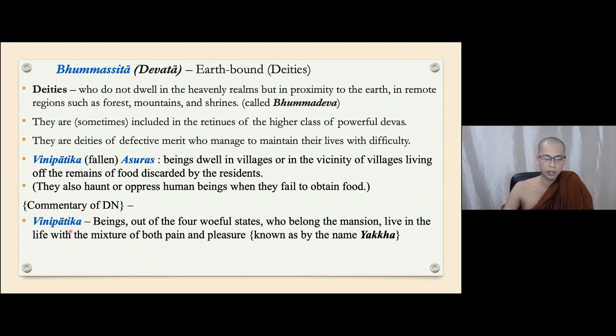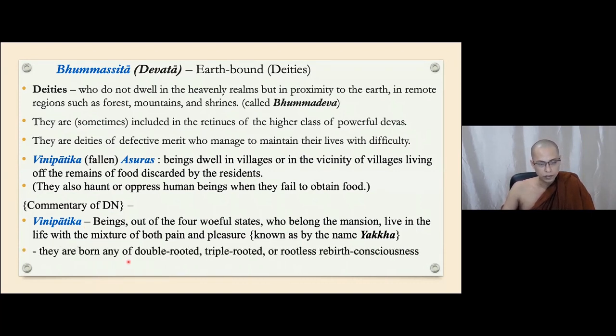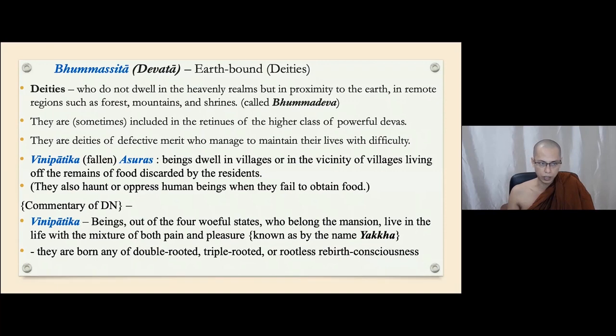They are also considered as Vinipatika beings, because their life is not in a stable condition like a Deva. It is very similar to a human, but not of human nature. That is why they are considered as Vinipatika. So they can be reborn with double-rooted, triple-rooted or rootless vipaka consciousness. So this is about the different types of beings or individuals.